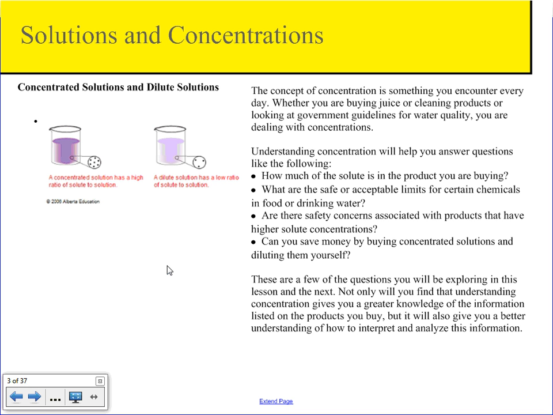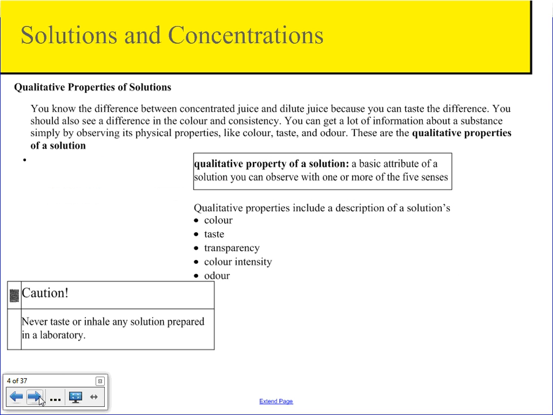Not only will you find that understanding concentration gives you a greater knowledge of the information listed on the products you buy, but it will also give you a better understanding of how to interpret and analyze this information. So, qualitative properties of solutions. You know the difference between concentrated juice and diluted juice because it can taste different. You should also be able to see a difference in color and consistency. You can get a lot of information about a substance simply by observing its physical properties, like color, taste, and odor. These are the qualitative properties of a solution.